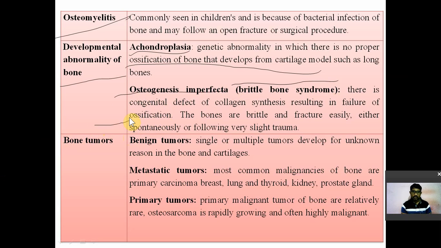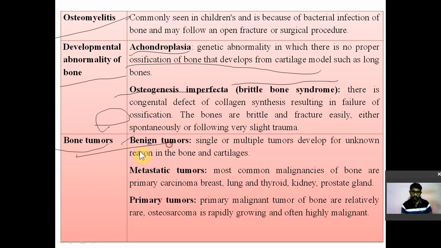Brittle bone disease जिसको है, मतलब उसका हाथ नीचे गिर भी गया तो उसका फ्रैक्चर हो जाए, इतना मतलब ये होता है. Congenital genetic disease होता है, brittle bone syndrome और osteogenesis imperfecta. Then bone tumors, तो इसमें दो तीन टाइप के ट्यूमर होते हैं.